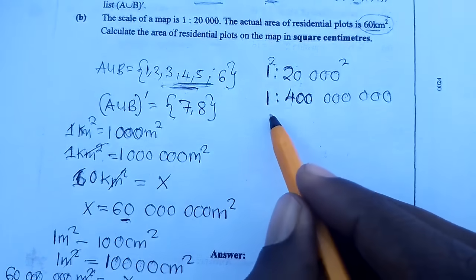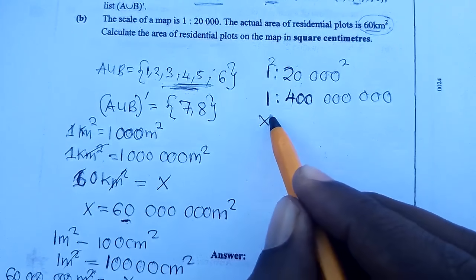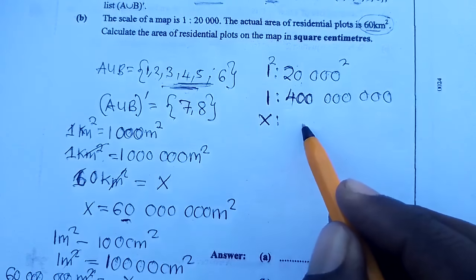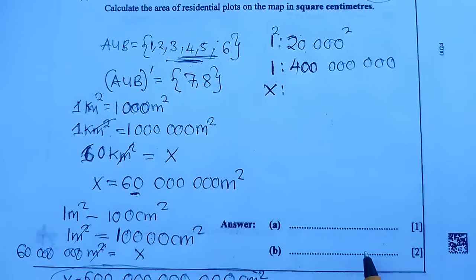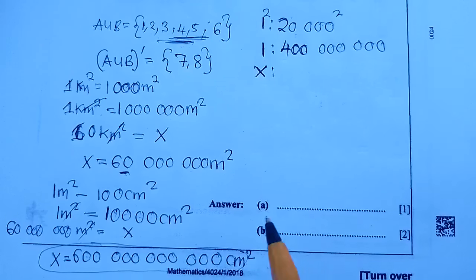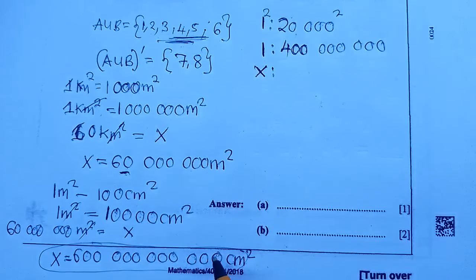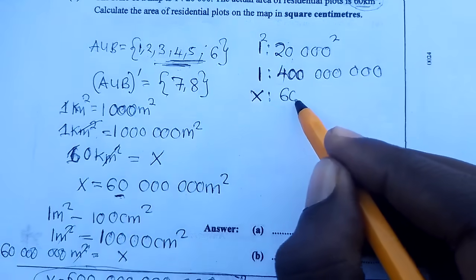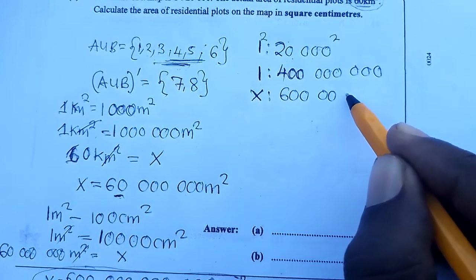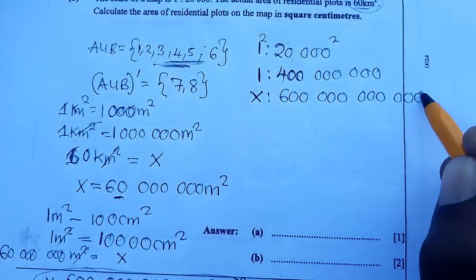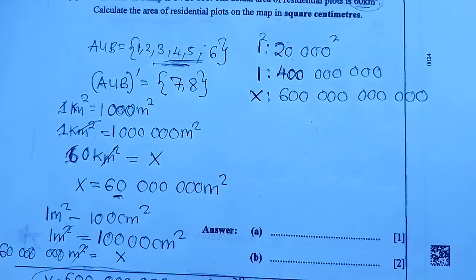I'm going to put X there, to the actual. What is the actual? The actual is this one which is given here. So I'm going to write this here. How many zeros is this having? 11 zeros. So I'm going to write it there, 11 zeros. Then I find this value.